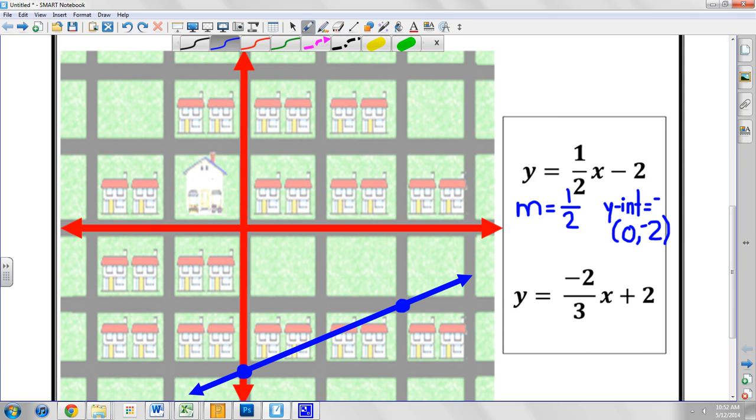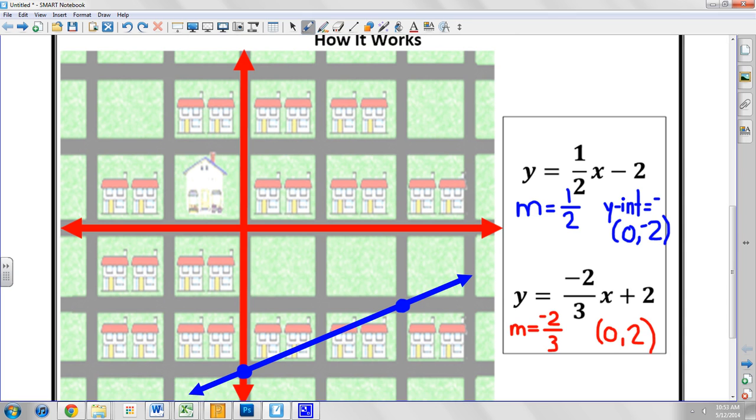We're going to do the same thing with the next problem. We have our slope, so M, or slope, equals -2 over 3. Take the time each time to write it out. You will be assessed on this. You need to be able to identify what's the slope, what's the y-intercept, and then graph it.